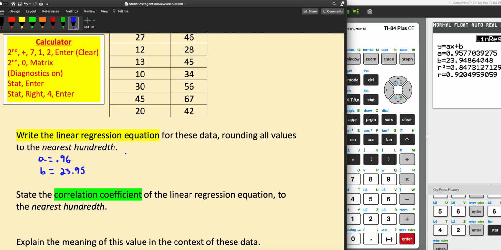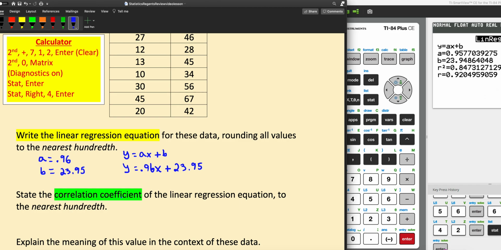Now, in order to get the second point, guys, you need to write out y equals ax plus b. y equals, and now just substitute this information into your function here. Instead of a, you have 0.96. So 0.96x, plus 23.95. And that, guys, is your linear regression equation. Simple. There's 2 points on your Regents.